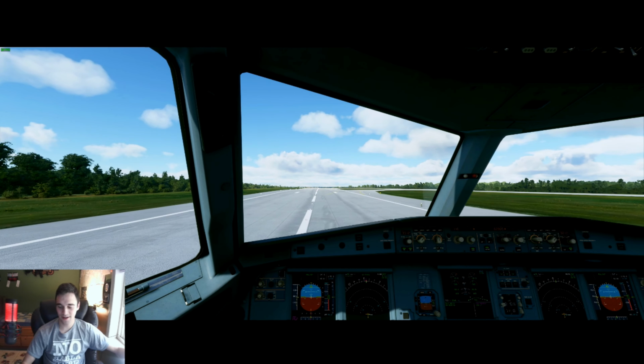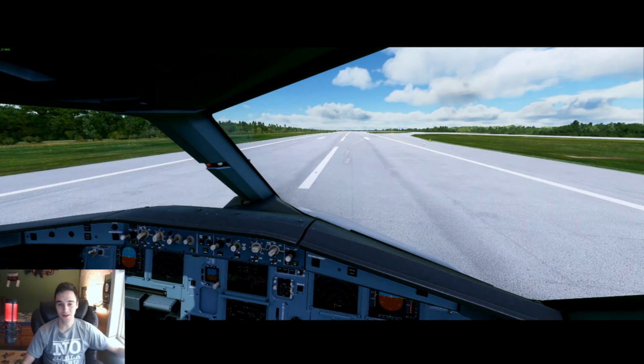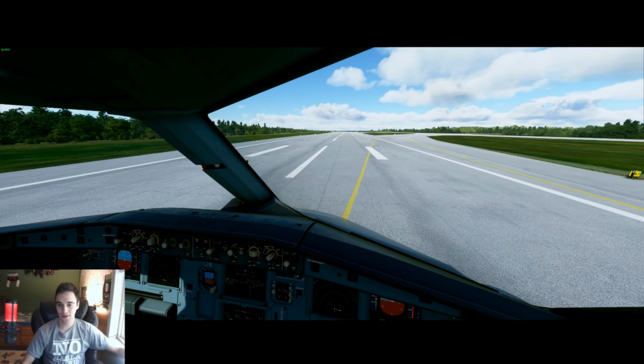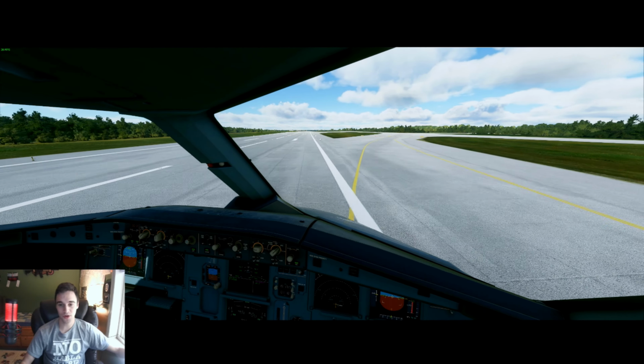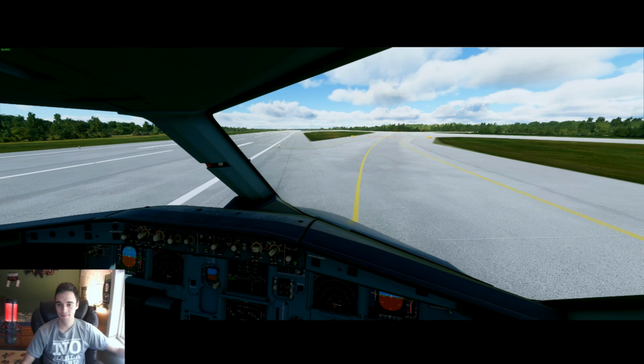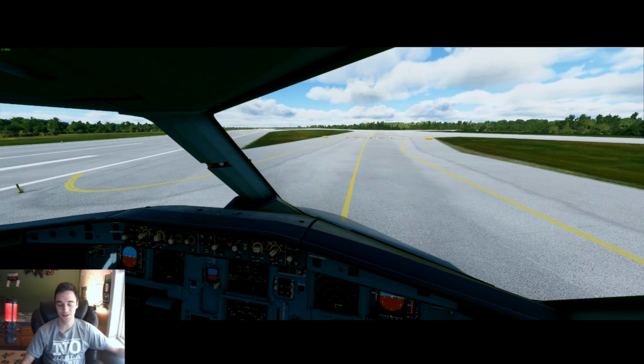Alright, and everybody, that is how you properly descend and do the calculations and all that good stuff and successfully land on the runway. So it's pretty straightforward. Just practice it a little bit, memorize those calculations, and you will be just fine.